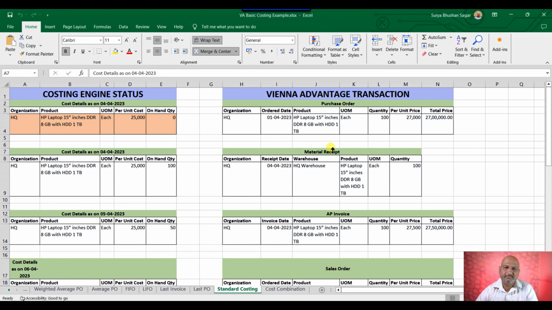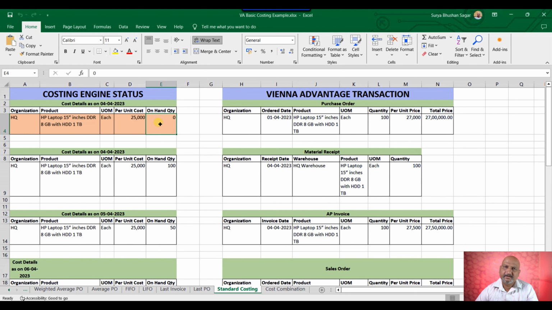On the left side, you can see the costing engine status, and on the right side, you can see the Vienna Advantage transactions. On the left side, I have given a certain cost: for the product, my per unit cost is going to be 25,000, and presently I do not have anything. You can assume that I have imported this data or entered it in my costing engine. For this, you need to create a product category and select your costing method as standard costing, and I'm considering the costing level as the organization.